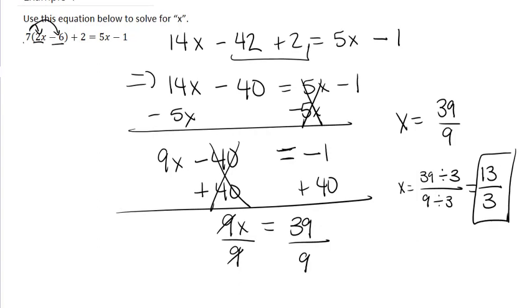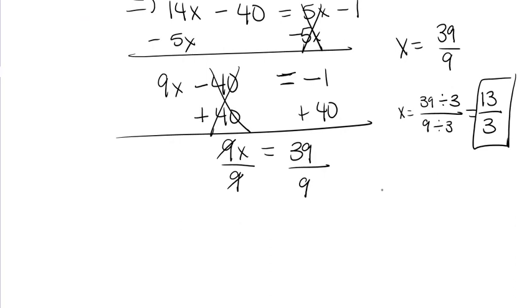Now, if it also helps, you could have done it like this. 39 is really 3 times 13, and 9 is just 3 times 3. And so what you could have done, instead of dividing by 3, is, since you know they're both multiples of 3, do the prime factorization of both the numbers, and then just divide out common factors on both the top and the bottom, which gets us to 13 over 3.